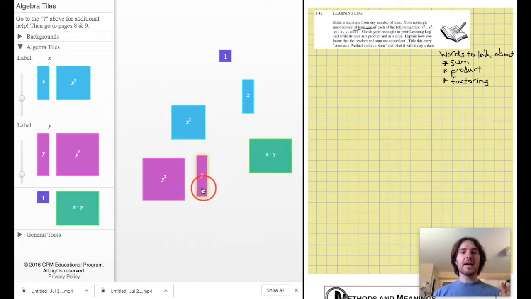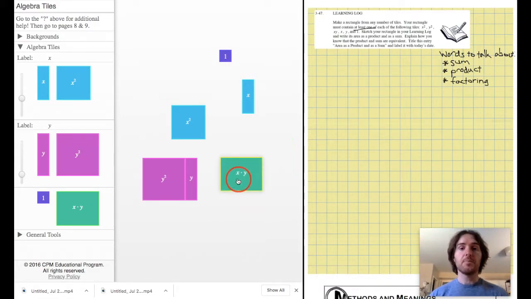So for instance, I could put a y here. Sure, I could put a y here because y has the dimensions 1 times y, and so a length of y will get matched up perfectly. And this would be a rectangle right here. We could write this as a sum and as a product, but we haven't talked about the other tiles yet. Okay, so I'm going to put that there.